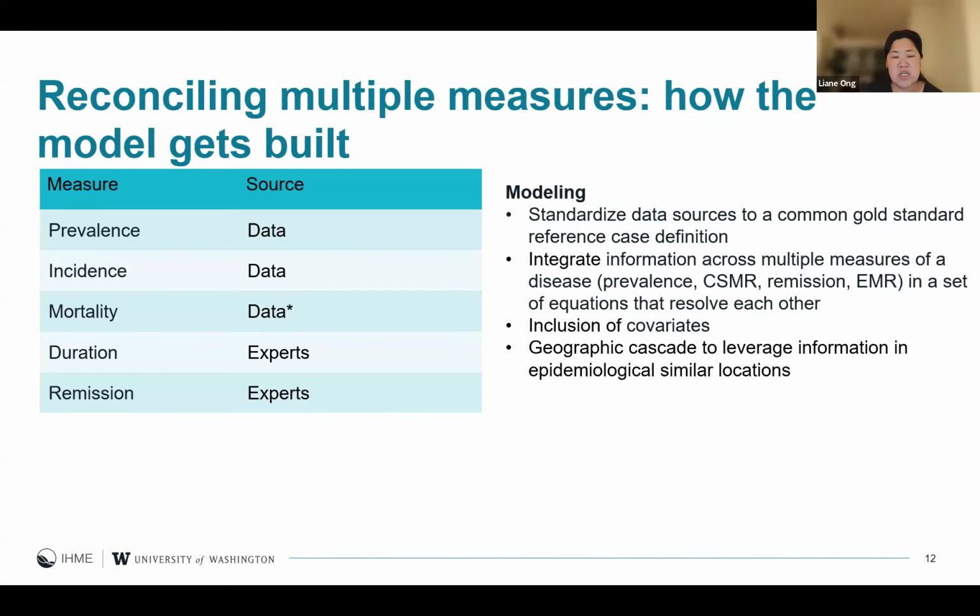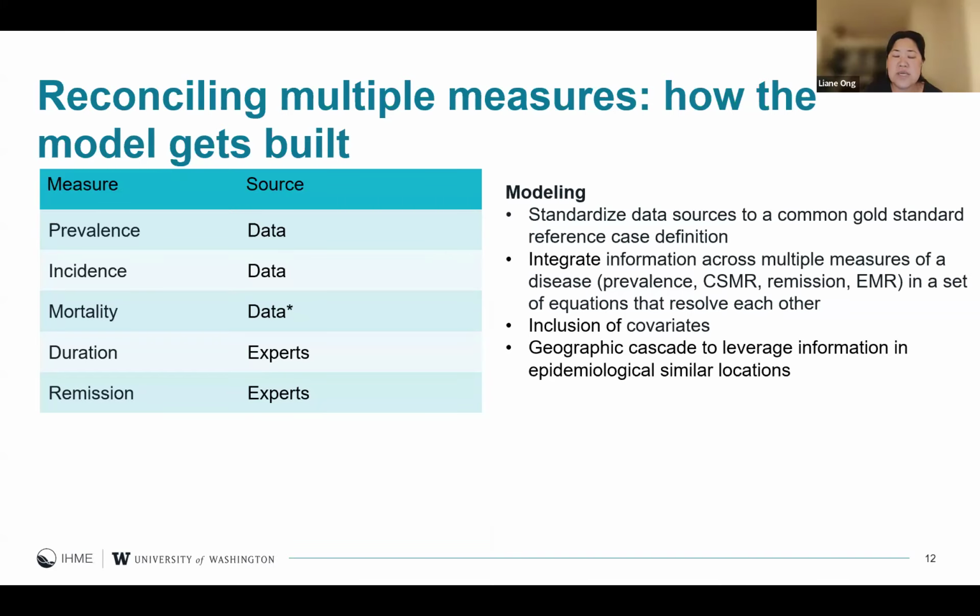When we have all this information and we've made these choices, we then know that we will have data across different measures. So for right now, for skin diseases, we have data on prevalence and on incidence and on mortality, depending on whether or not that disease can kill you. And then we use expert information for duration and remission. These pieces of information must be standardized to ensure that it all describes a common gold standard reference case definition. We will do data processing to adjust for these biases that we can tell when they exist.